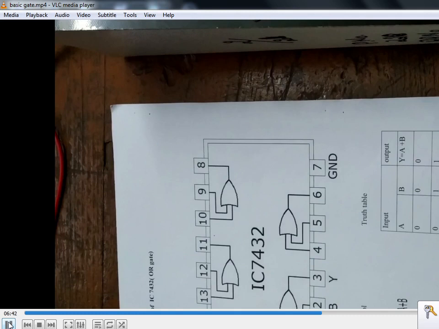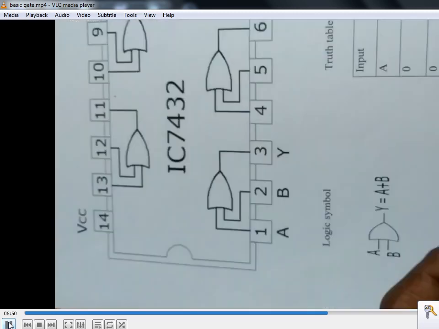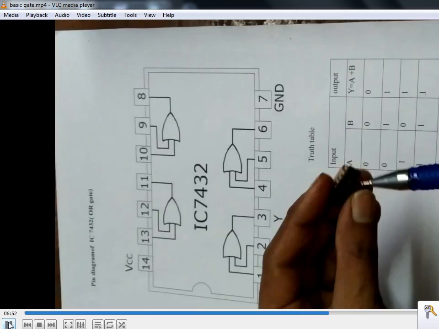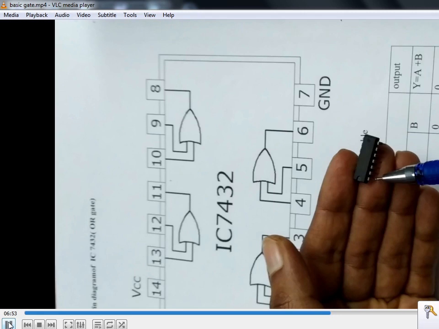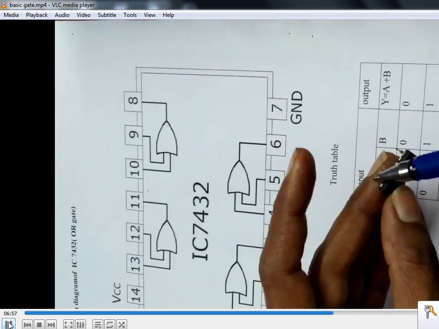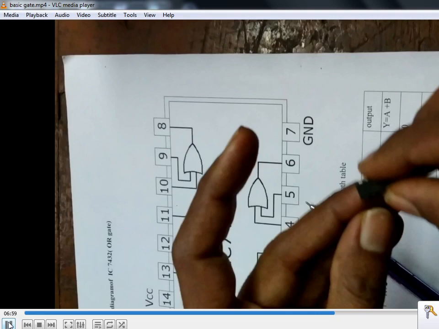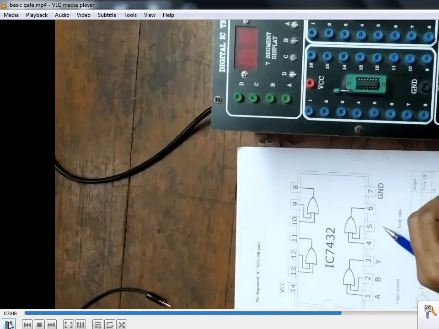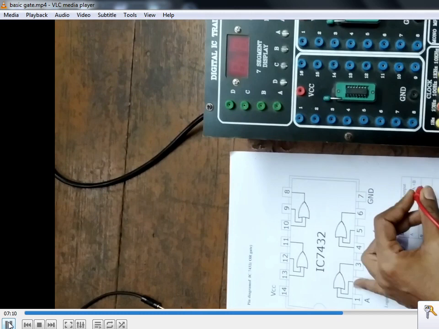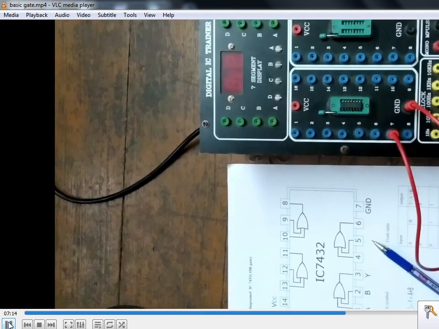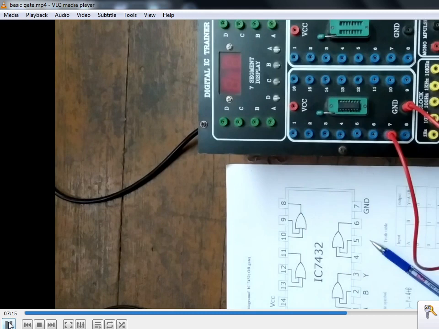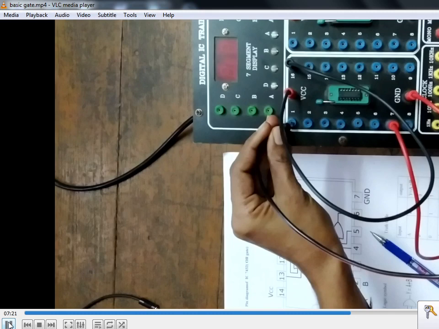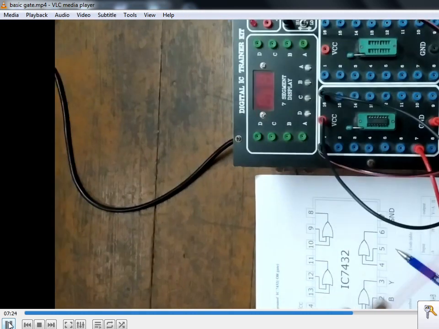This is IC 7432. This is the notch, pin number 1 to 7, 8 to 14. Now I am inserting this IC into the IC socket. According to this configuration, I am connecting the OR gate. Pin number 7 is connected to ground and pin number 14 is connected to plus VCC. Pin number 1 and 2 are input terminals. Pin number 3 is connected to output.